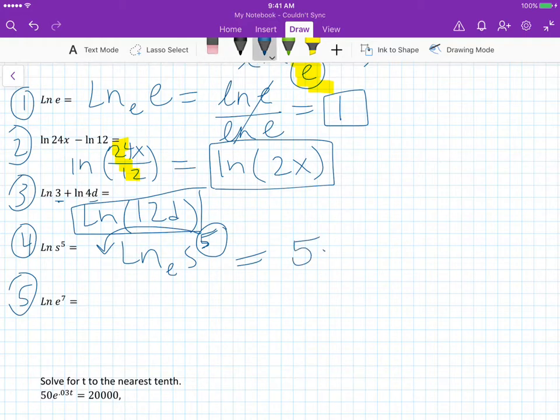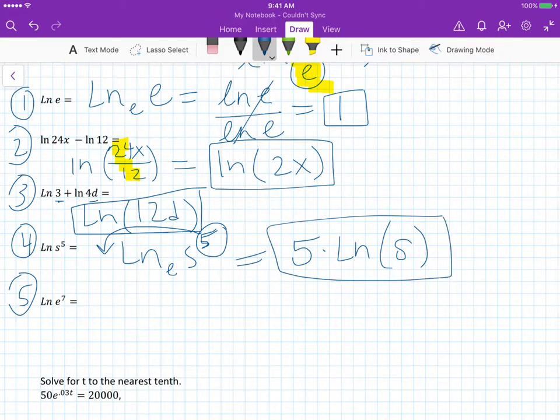5 times the natural log of s is done. There's a variable here. I don't know what the natural log of s is because I don't know s. Moving on, the natural log of e to the 7th power, the natural log base e of e to the 7th. Well, I'm looking at this, I'm just trying to simplify.